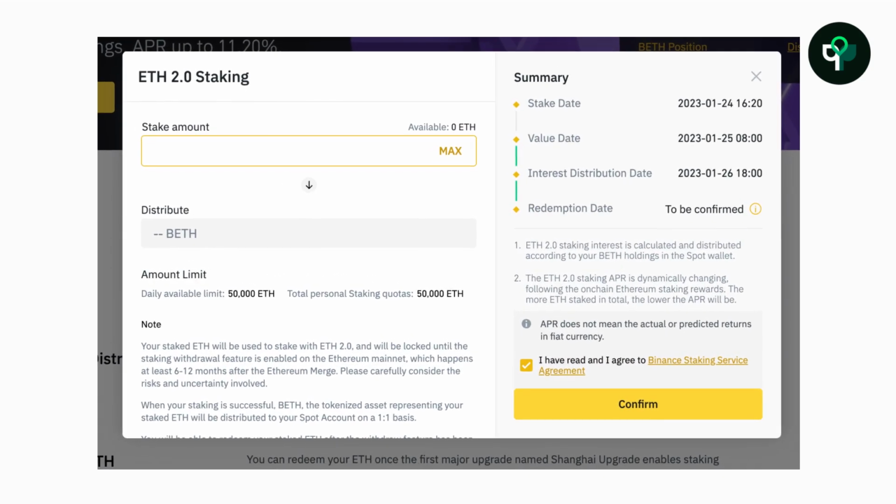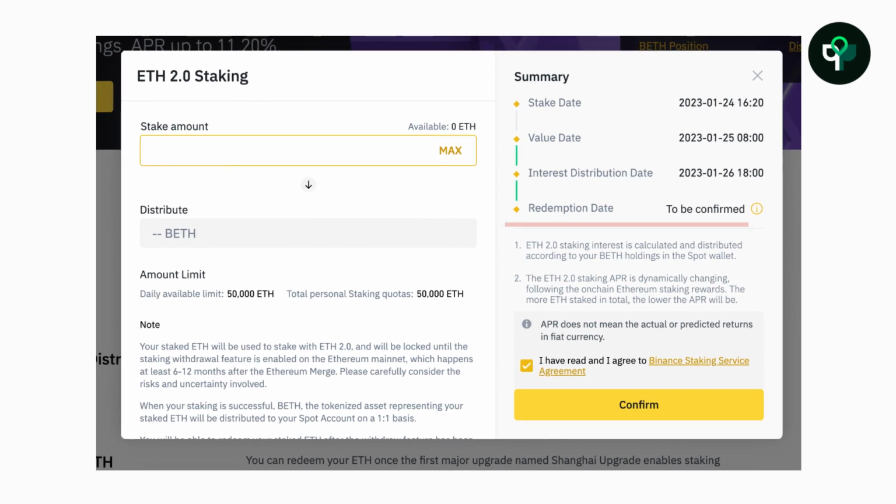For example, during staking on Binance, you will be unable to redeem your staked ETH during the lockup period. The lockup period will depend on the development speed of the Ethereum network. After the Ethereum merge, the staking withdrawal function will not be available, possibly for at least 6 to 12 months. After the staking ends, you will need to exchange the certificate token for ETH.